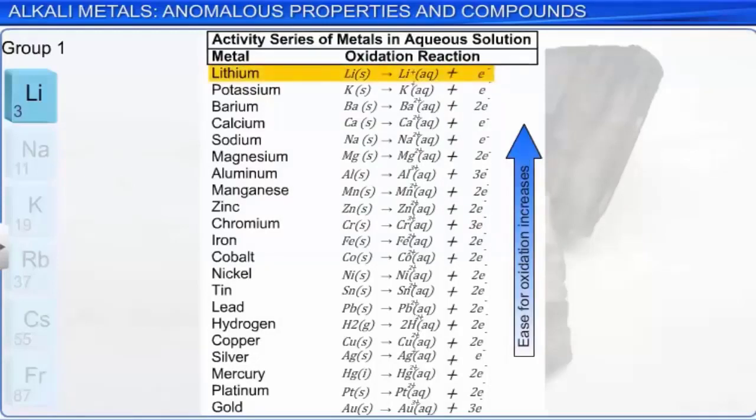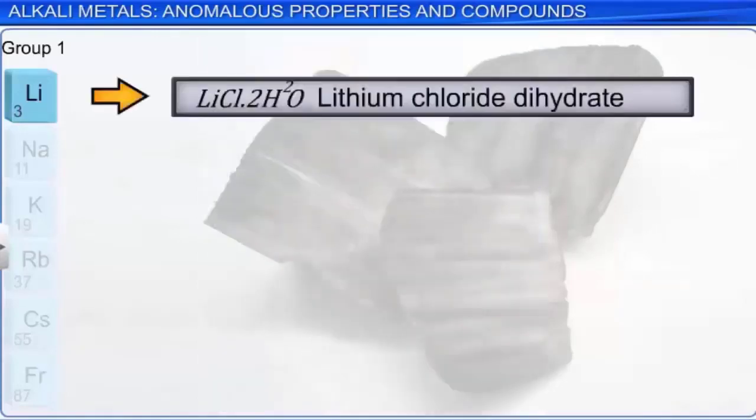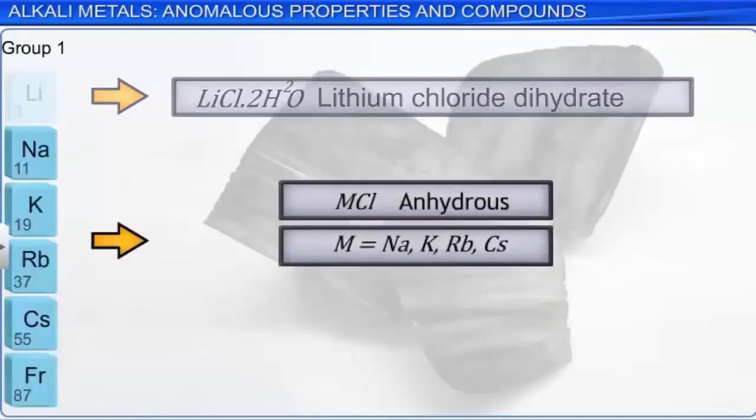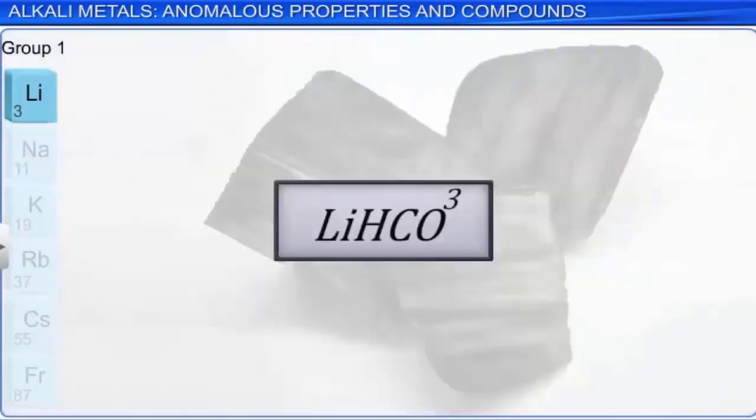Additionally, lithium chloride is the only alkali metal chloride that forms a hydrate, lithium chloride dihydrate. The chloride salts of the other alkali metals are anhydrous. In many ways, lithium is an exceptional alkali metal. Its compound with the hydrogen carbonate ion is not isolated in the solid state. It does not form an ethanide compound when reacting with ethine.